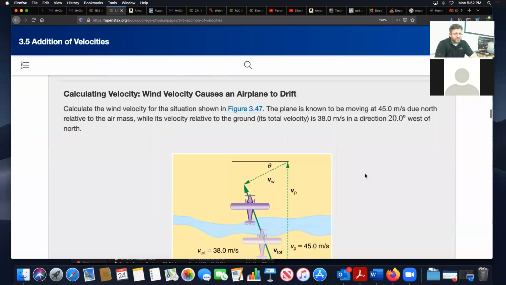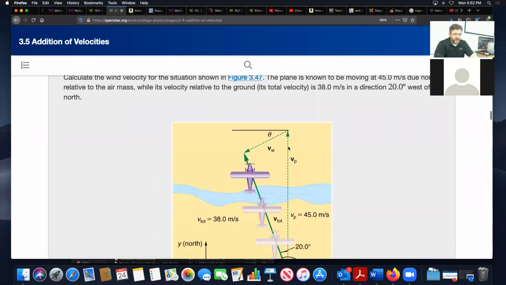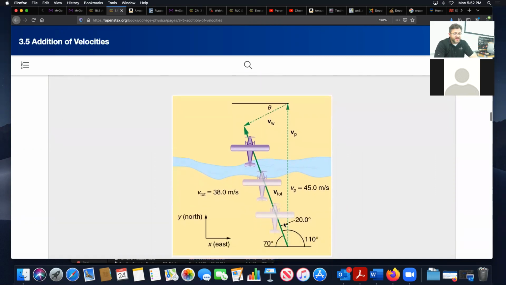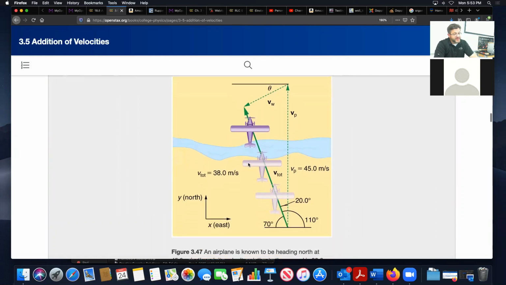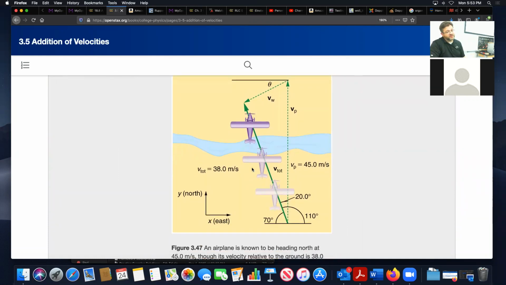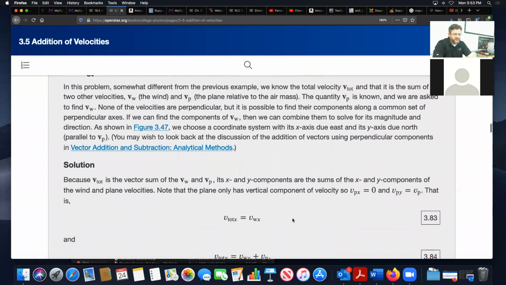Here they actually want you to calculate what the wind is. They tell you the velocity of the plane is 45 meters per second to the north. They tell you that the total velocity is 38 meters per second at this particular angle, and they ask you to calculate the velocity of the wind. So in that case, you either have to take the plane velocity and subtract the total velocity, or you have to do the math: velocity of plane plus velocity of wind equals velocity total. And well, you're taking total velocity minus plane velocity.